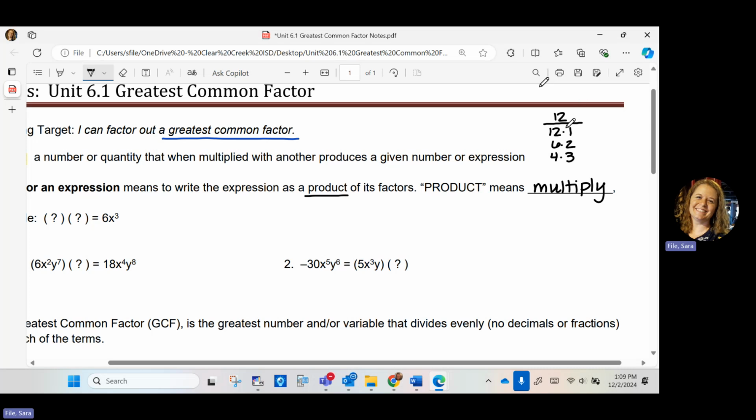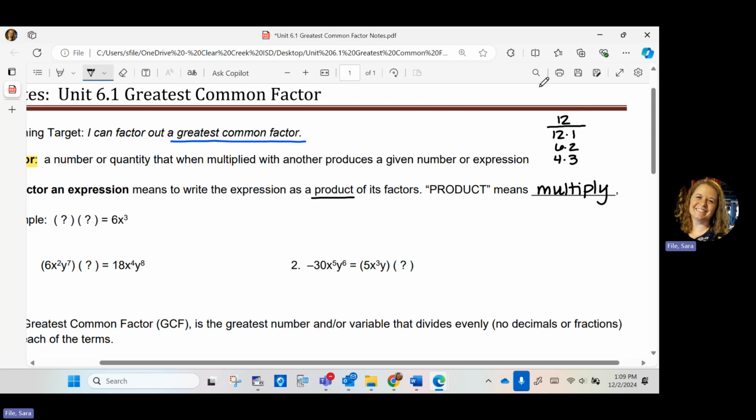Now you can use a dot for multiplying. You could also use parentheses. A lot of times it's written in this format with two sets of parentheses up against each other. So it could be 12 times 1, or 6 times 2, or 4 times 3. Those are also ways to write the factors. You can use the dot or you can use parentheses. Now, when we're dealing with terms that have variables, they have letters, most often we're going to use parentheses.